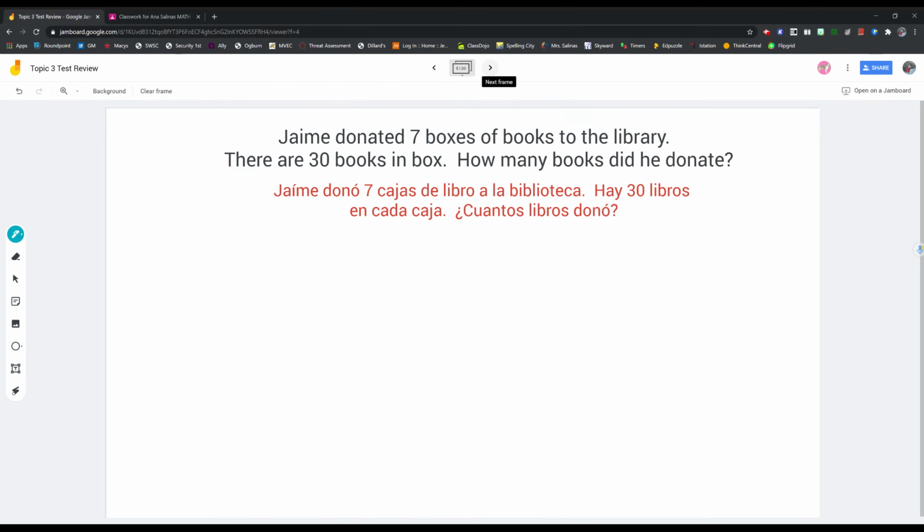Jaime donated 7 boxes of books to the library. There are 30 books in each box. How many books did he donate? This is a multiplication question. 7 boxes times 30 books in each box.